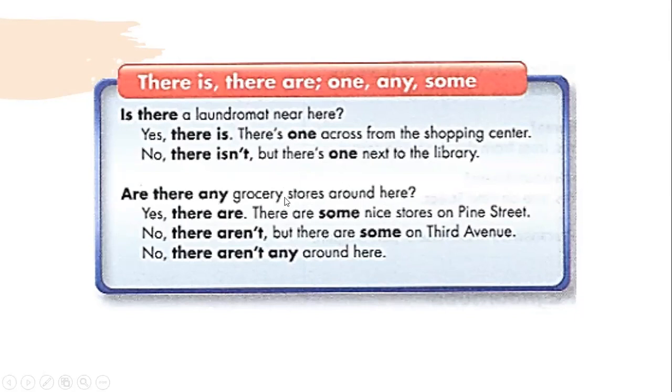As I said at the beginning, it's not that necessary to use any or some. For example, here we just say, is there a laundromat? Yes, there is. No, there isn't. But we can also add them. Are there any grocery stores around here? No, there aren't any around here.